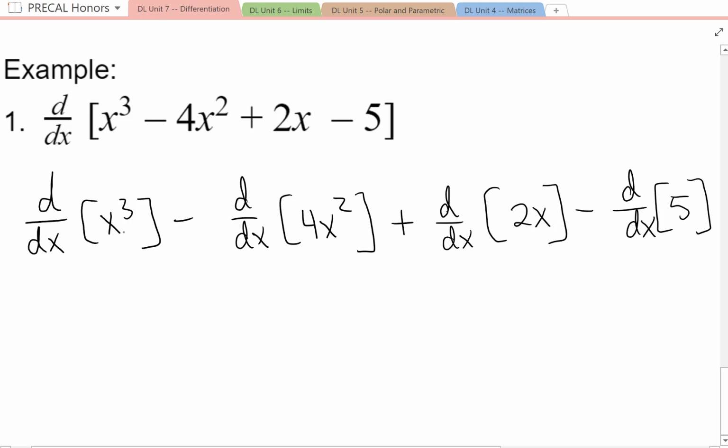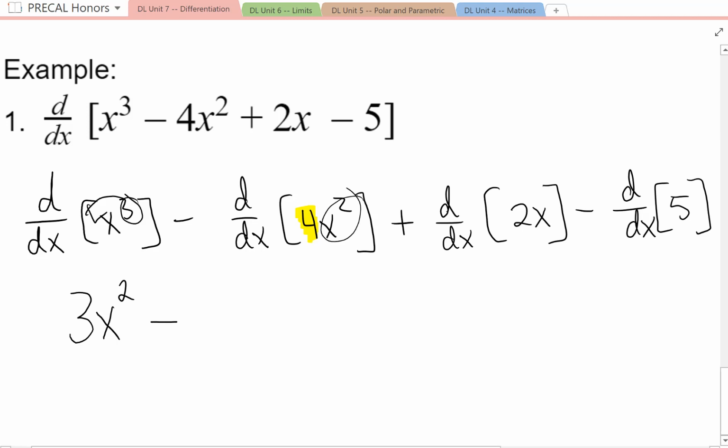The derivative with respect to x of x cubed. Pop down, power down. 3 goes to the front. 3x to the 3 minus 1 is 2. Minus. Okay, 4 is a constant. So you can actually take 4 out of the derivative and multiply it by whatever the derivative of this is.